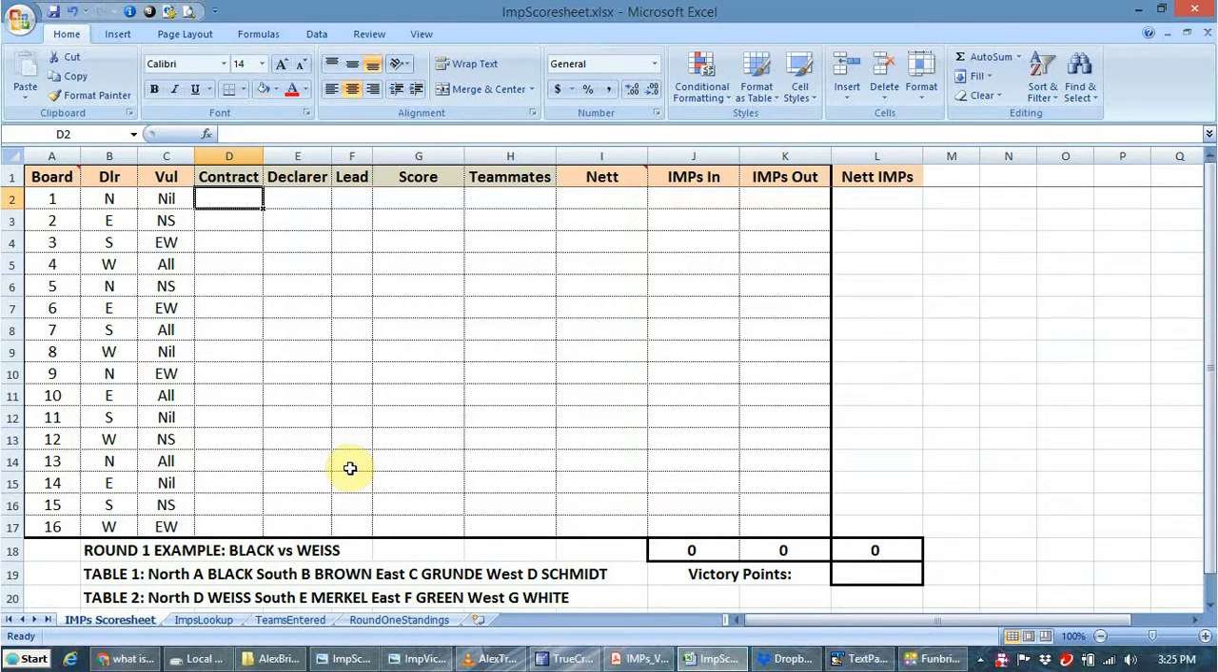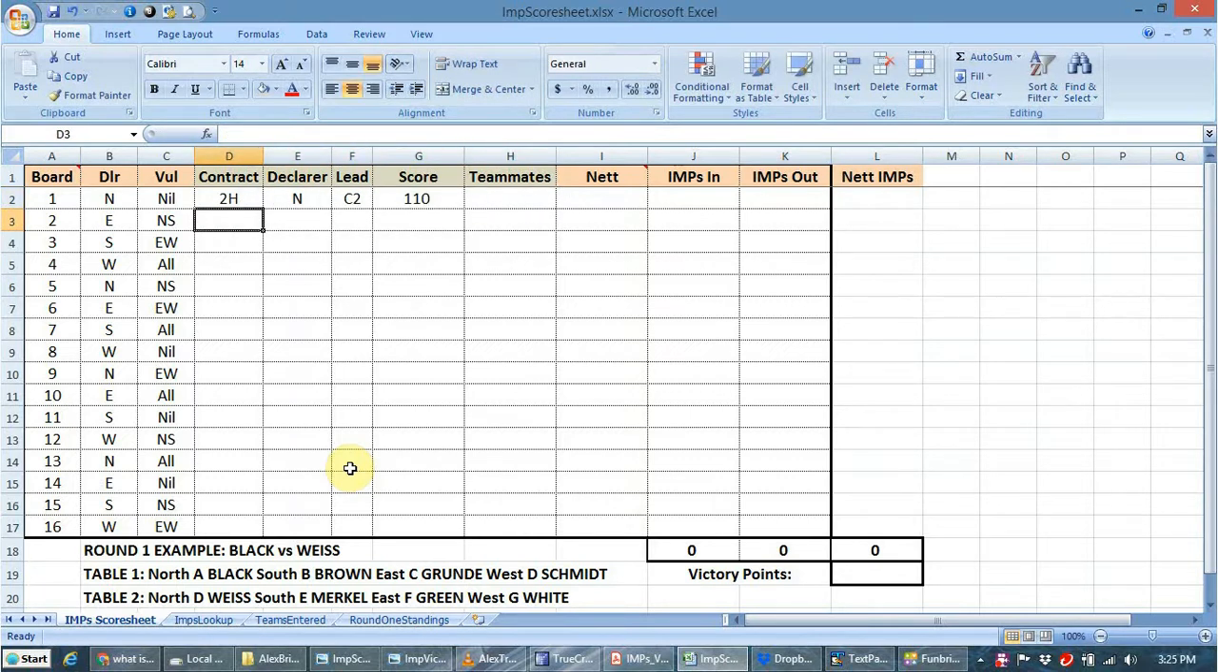However, mostly in teams matches, you will get a score sheet because most people like to write down the scores as they go. So I'm going to pretend this is our paper score sheet. I'm going to write down the scores as they go, and we're going to see how this match unfolds and how it's scored. On the first hand, the contract was 2 hearts, the declarer was north, and 8 tricks resulted, and the score was therefore 110.